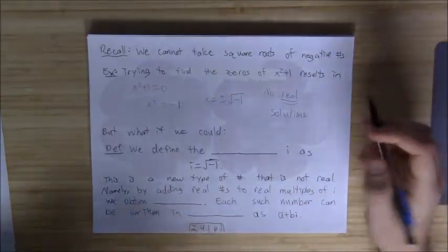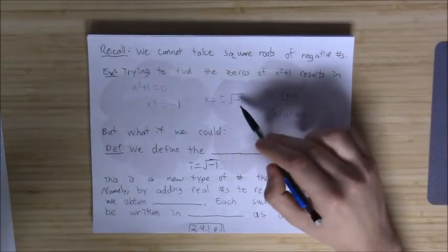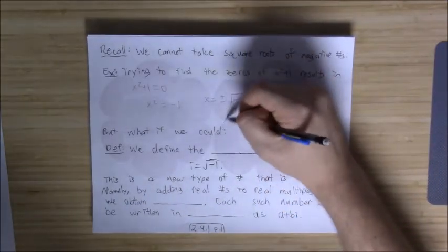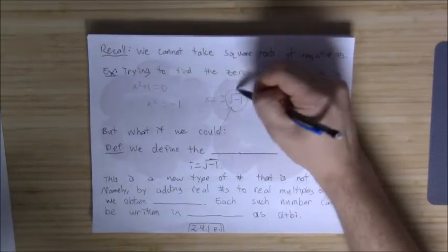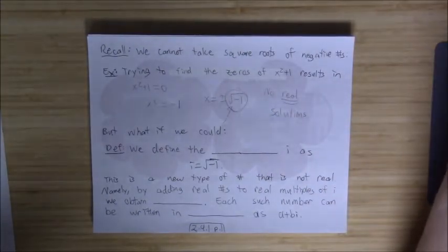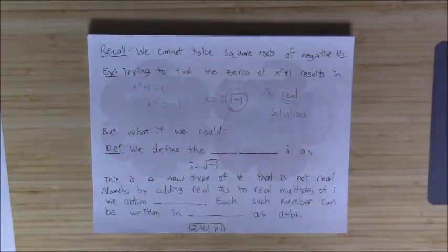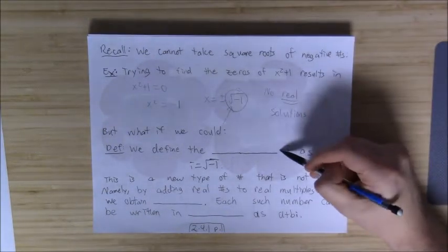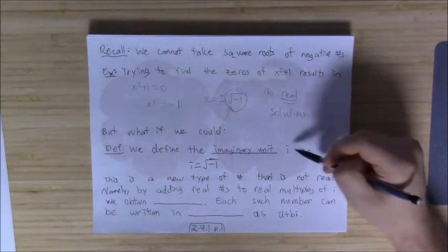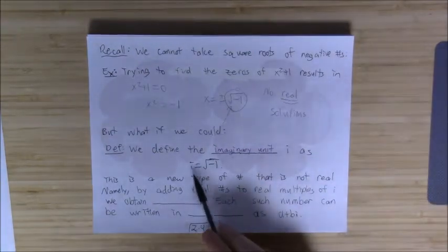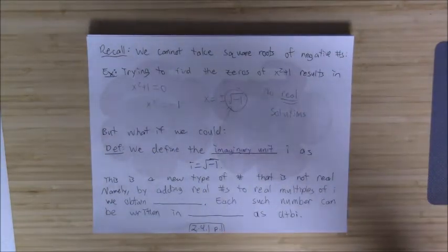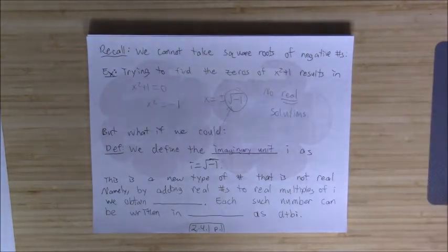But then the question is, what if this did give us a value? So what if we could take this square root? Well, this is a trick that mathematicians started using a couple centuries ago. And so, as such, we define the imaginary unit i as the square root of negative 1. So that's what we're going to call i, okay?